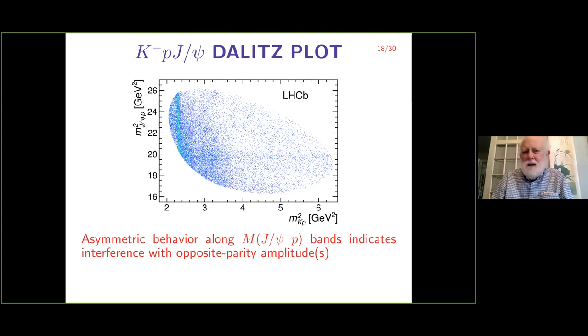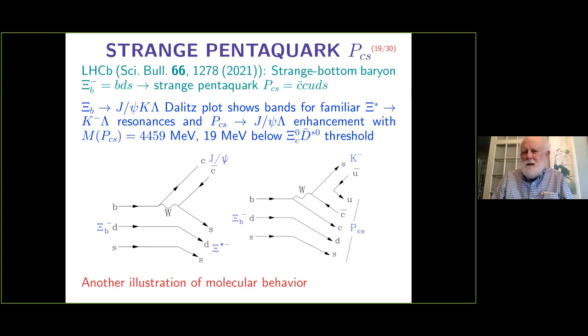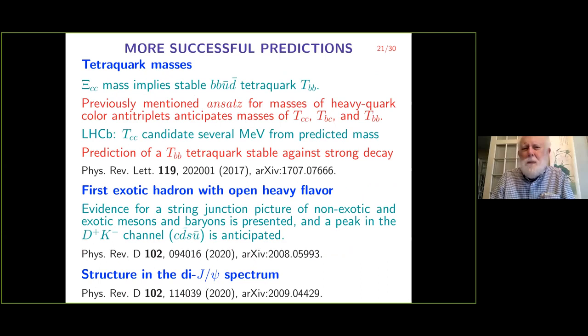That's the next slide. I think that's the P_c. But that was seen as well at 4459 MeV. Can you speak a little louder, please? At 19 MeV below the Psi_c0 Sigma_c star threshold. Okay, next slide, please. Next slide, please. There we go. So, back up one.